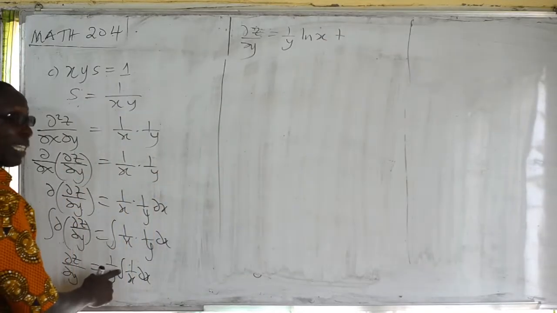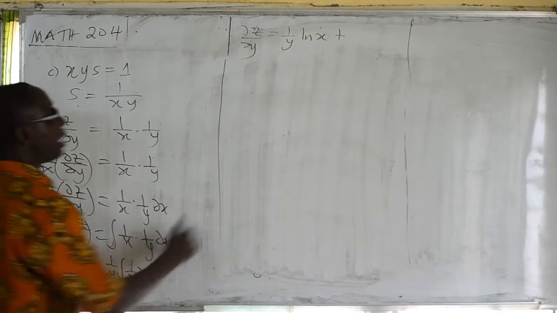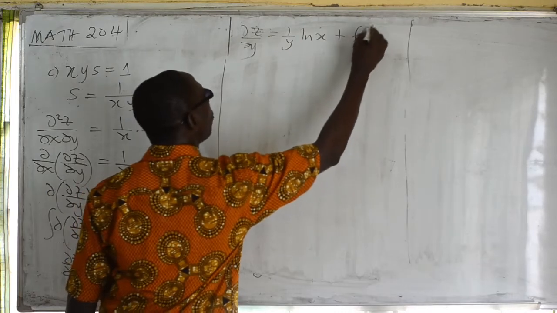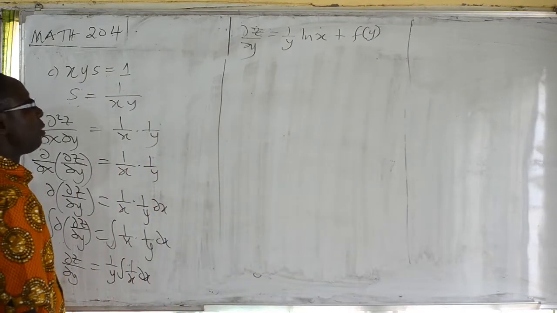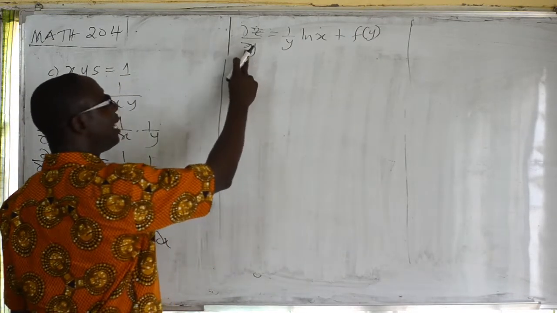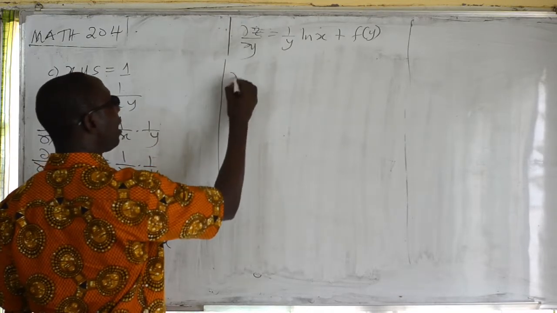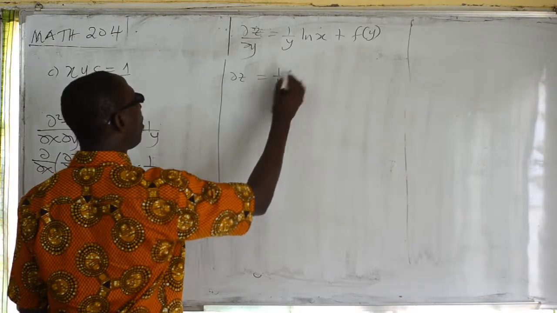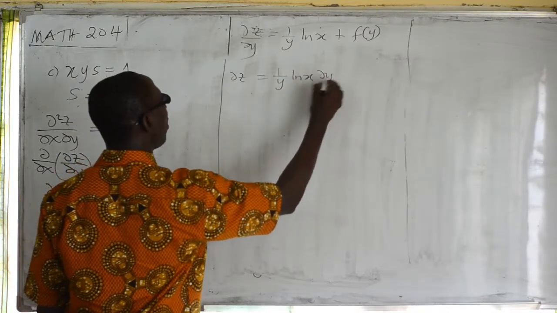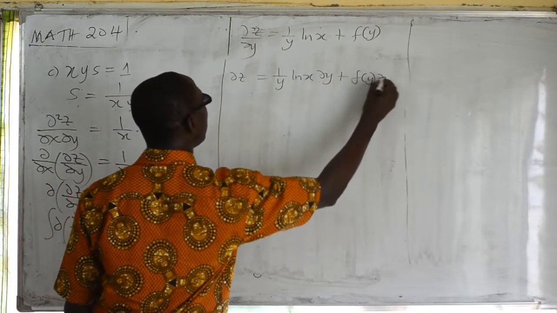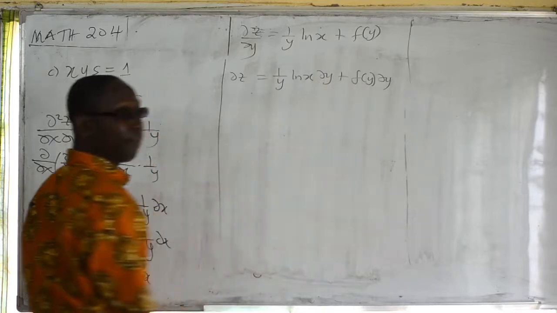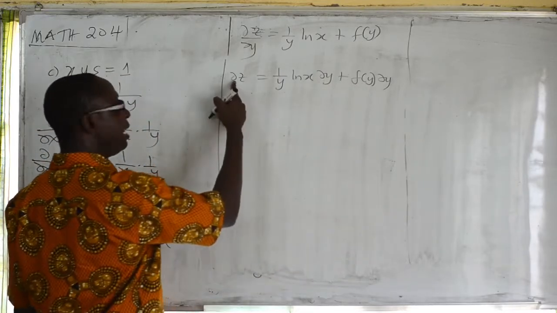When we integrate partially with respect to x, its constant is a function of a different variable, y. Good. So now we also multiply through by dy so that we can go and find our z. Multiply through by dy. So we have dz is equal to 1 over y ln x dy plus f of y dy. This f is small letter f. Now I integrate.